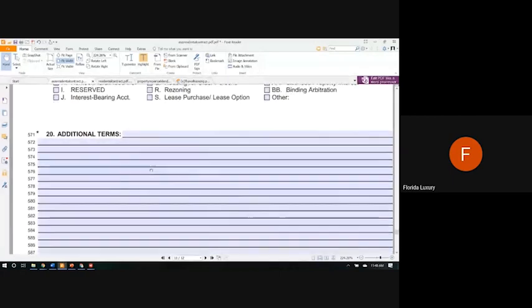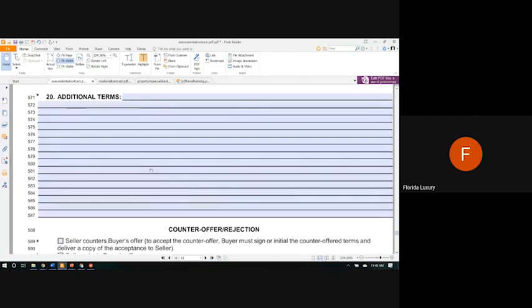Now this is the additional terms part. In as much as you can, leave this blank. Because in essence, what we're doing is we're becoming attorneys when we start adding terms to this. And we're not attorneys. So only put something in here if you absolutely have to. And if you do end up putting something in here, send it to a broker and let us take a look at it. We had an issue a couple of weeks ago.